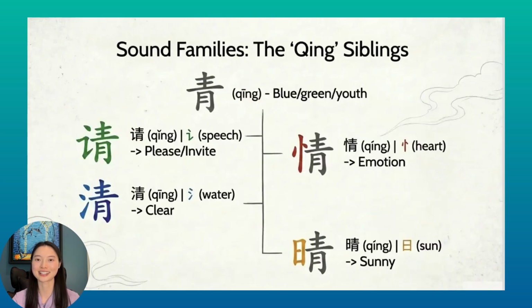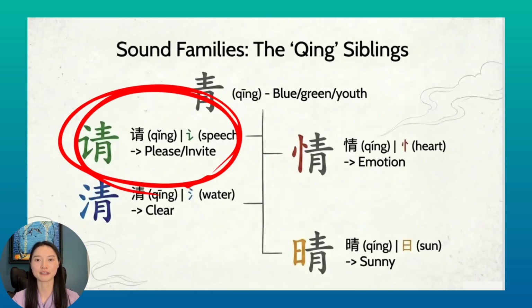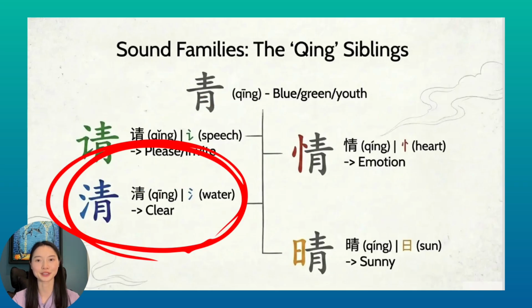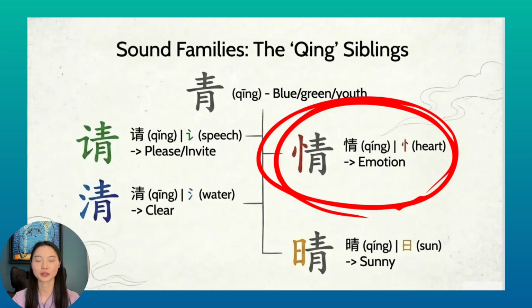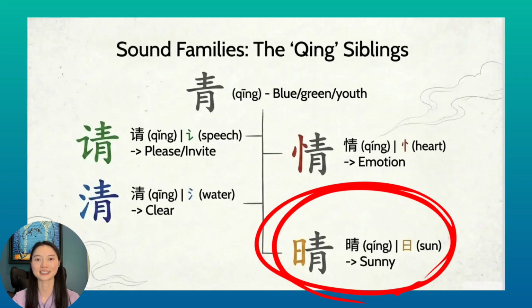Family 2, the qing siblings. The sound component is qīng, blue, green. 请, please, to invite. Speech radical plus 青, using words to invite. 请进, please come in. 清, clear, pure. Water radical plus 青, clear water. 清楚, clear, understand. 情, emotion. Heart radical plus 青, feeling from the heart. 感情. 晴, sunny. Sun plus 青, a clear sunny day.